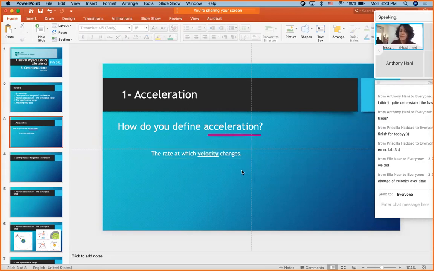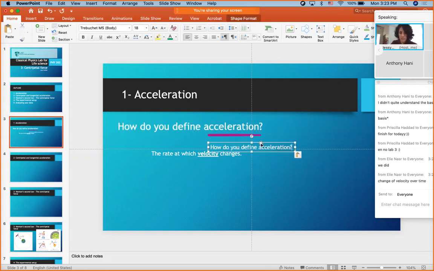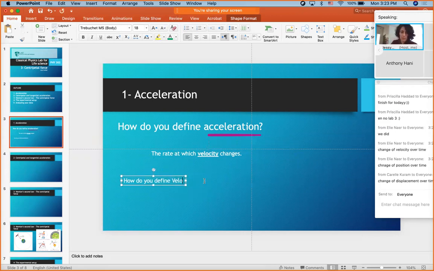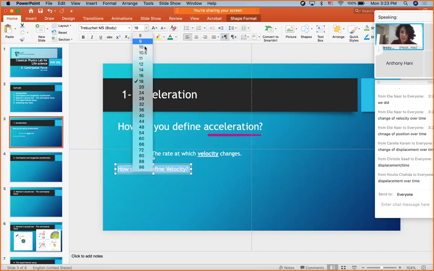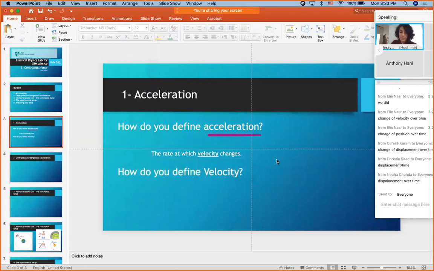All right, now the question is, how do you define velocity? Anybody? So how do you define velocity? Change in position over time. Yes. The rate at which the displacement is changing, change in position. Is it a scalar or a vector? Displacement over time, it is a vector.